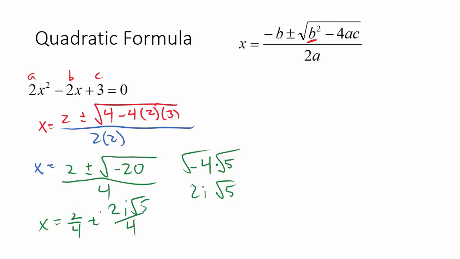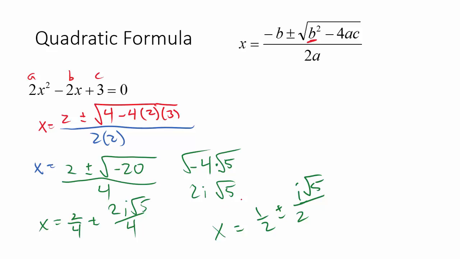And then finally, if we reduce these two fractions, 2 over 4 should reduce to 1/2. And this 2 over 4 should also reduce to 1/2. So 1/2 plus or minus 1 over 2. And then, excuse me, let's get rid of that 1. We don't really need that up there. We'll just do i over 2, so we'll do i over 2 root 5. And we'll sneak the root 5 up top there.